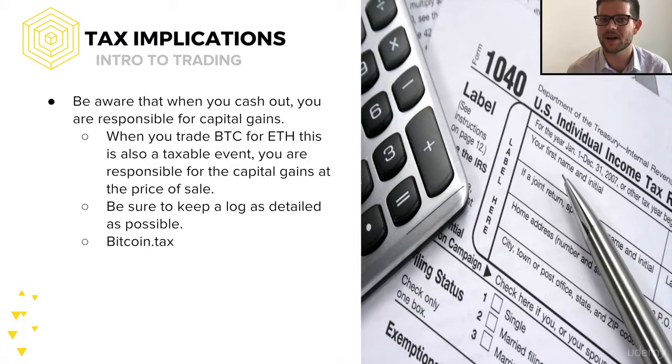You can also have capital losses if you have a significant amount of loss, so that can offset some of your gains. So just be aware that you need to educate yourself about the tax requirements and implications of what you're doing. A lot of people also don't realize that when you're trading, like say Bitcoin for Ethereum, that is a taxable event. You are responsible for capital gains at that sale price. Capital gains, capital losses, depending on what the exchange rate is, based on when you bought the Bitcoin and based on what rate you sold that Bitcoin at to purchase that Ethereum.